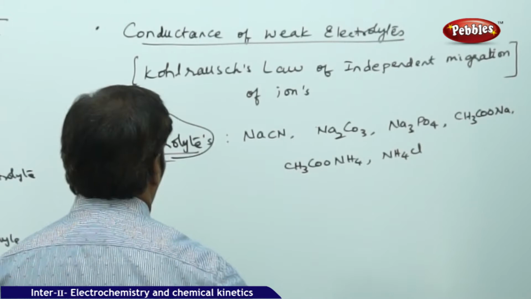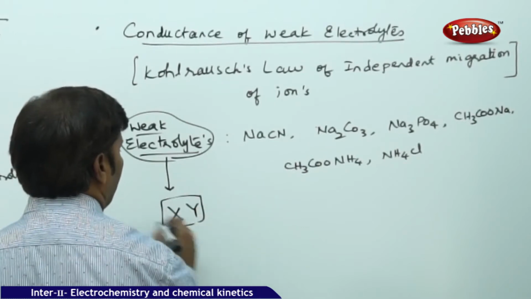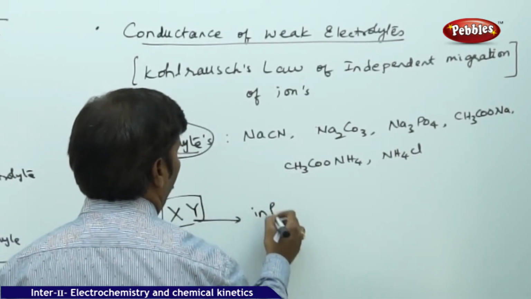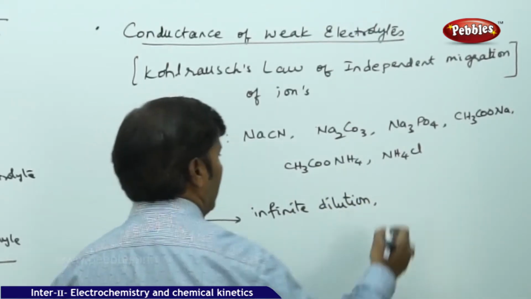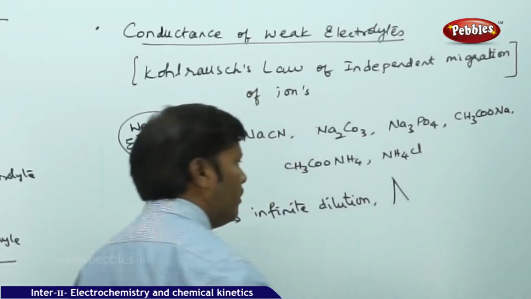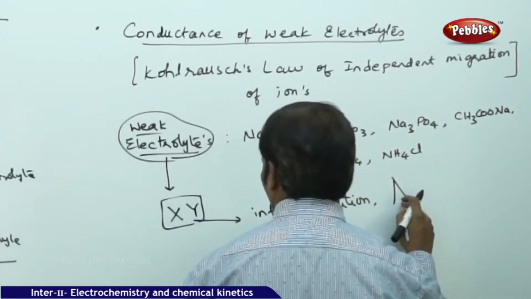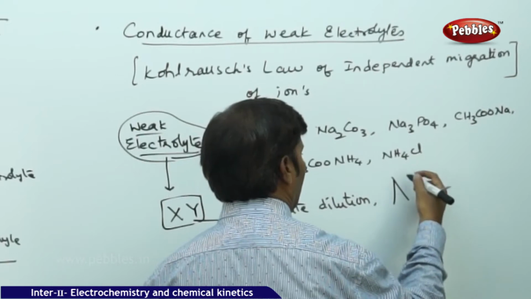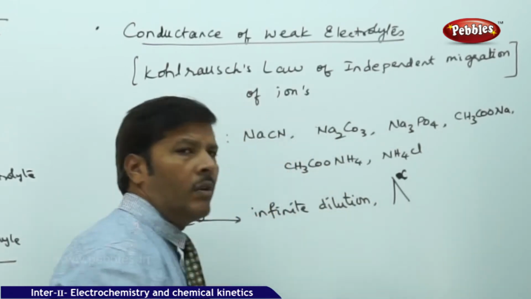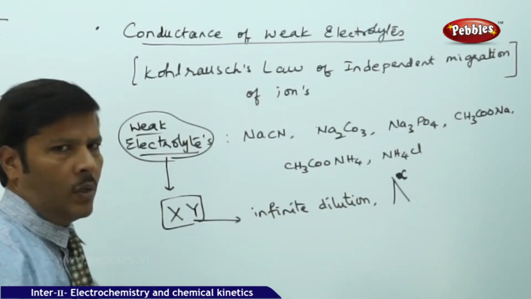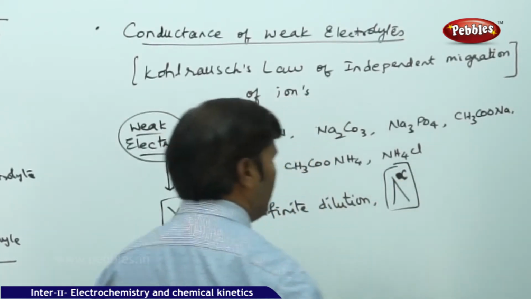Suppose I give you one general formula for the electrolyte as XY. If XY is a weak electrolyte and is subjected to infinite dilution, then the equivalent conductance reaches the limiting value. Once it reaches the limiting value, the equivalent conductance becomes the equivalent conductance at infinite dilution. That means the concentration is 0.